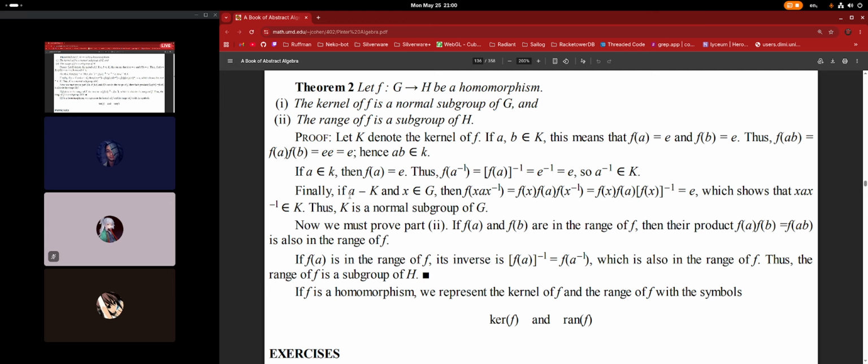Finally, A minus, this is not a minus. It should be A is in K, as Tevo said. A is in K and X is in G. Yeah, this is the real deal.